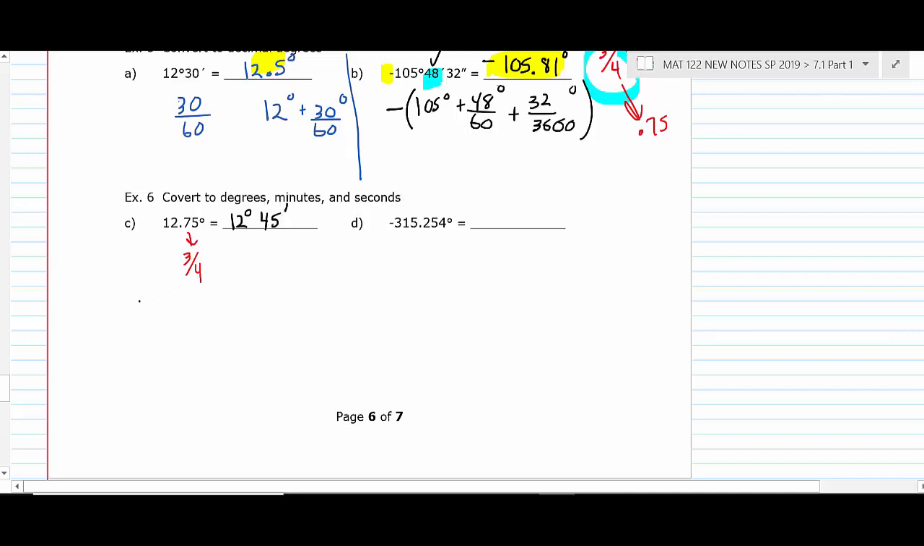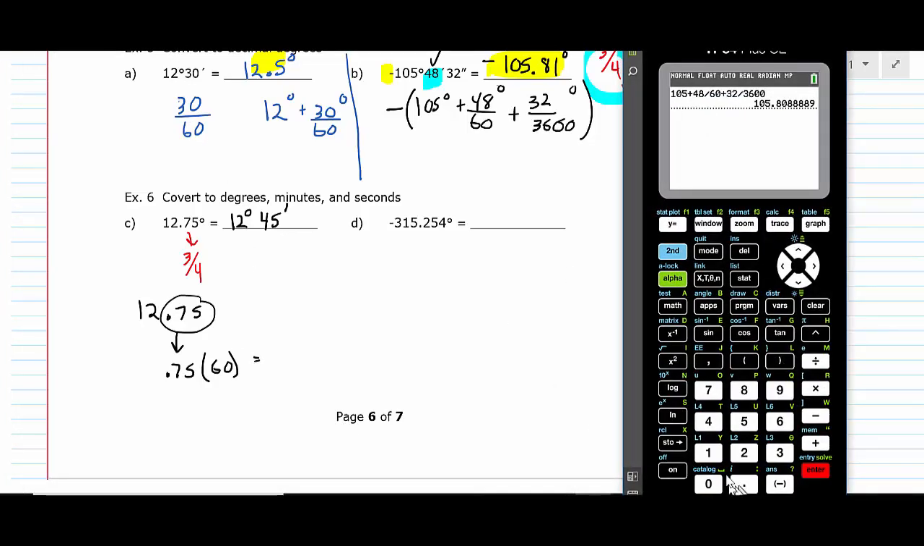Now, the way you can do this, if you can't do that in your head, which would explain most of the time, is take the decimal part and just take your calculator if you need to and multiply that by 60. So if you do that, that would give you what you need anyway. So I'll show you on that. 0.75 times 60 is going to be 45. Okay, so that's the way we're going to do these problems then.